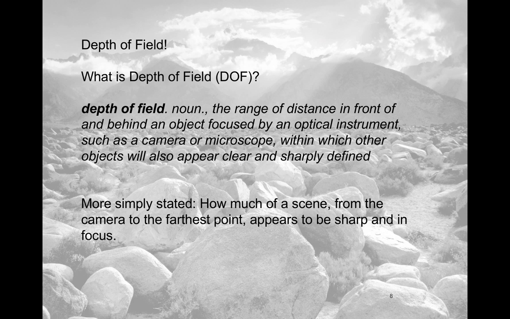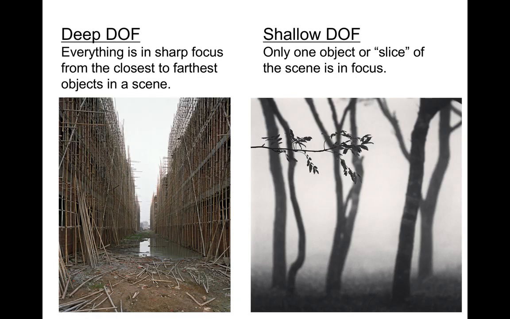Depth of field is how much of a scene or a picture, the picture that you're making in your camera, from the camera to the farthest point away appears to be sharp and in focus. And in the photograph you can see in the background, this has very deep depth of field. Let's take a look at some more comparison.